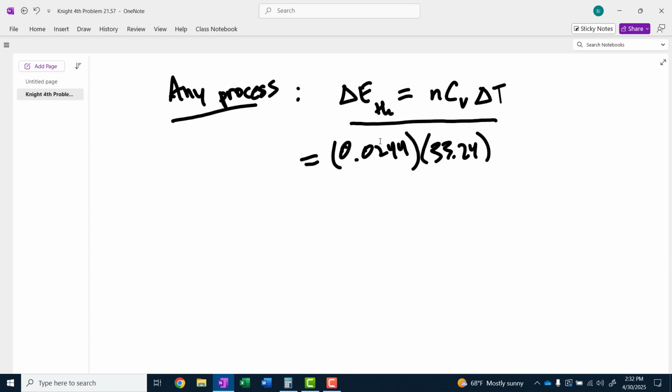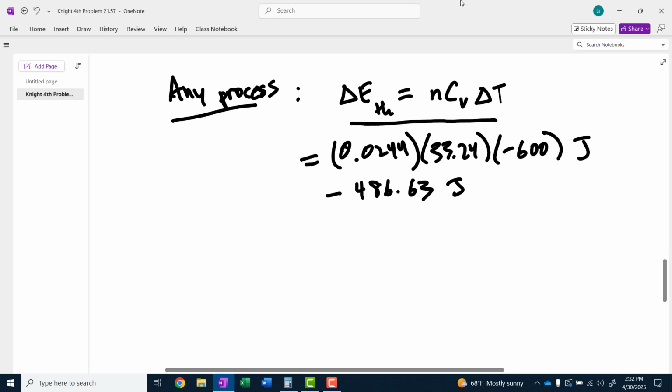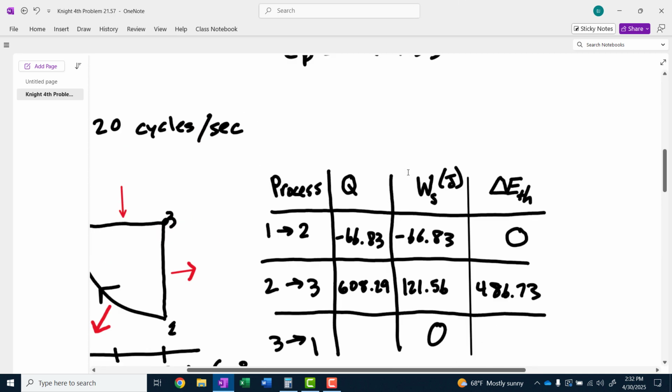And the temperature difference, well, it goes from 900 back down to 300. So that's a drop of 600 kelvins. This is going to come out in joules, of course. I'll plug this in, 0.0244 times 33.24 times 600. And I find that the thermal energy drops by negative 486.63 joules. Let's put that in the table, 486.63.